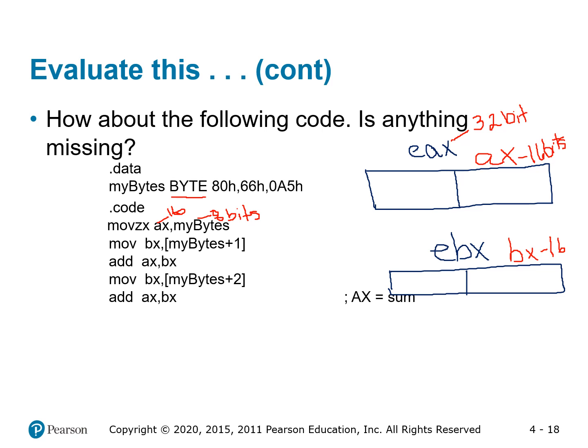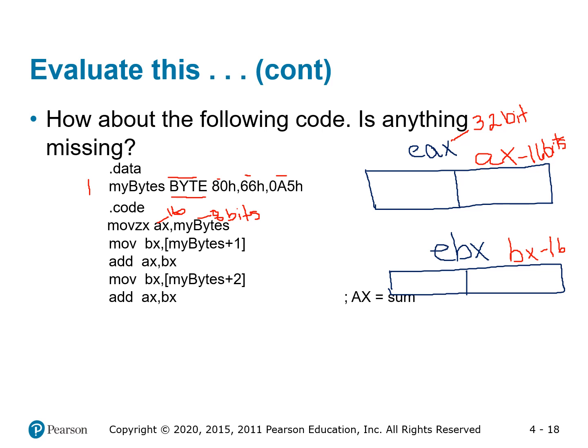In this slide, we're looking at some code and we're going to see if there's anything missing in this code. So you can pause it, take a look at it, and see if you can find the error. So I'm going to go ahead and show you what's happening here line by line, okay? So we have line 1, where we're defining an array of bytes. And this array of bytes contains 1, 2, 3 elements, 80 hex, 66 hex, and A5 hex.